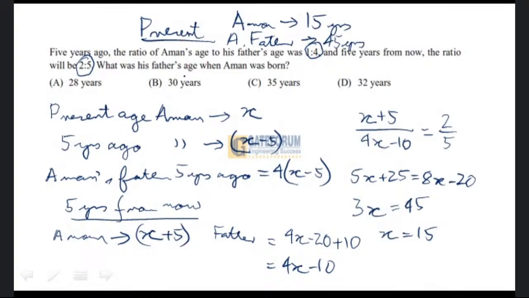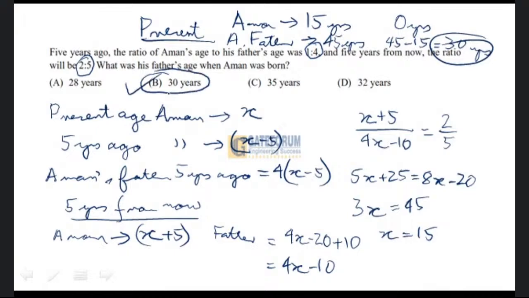So they have asked what was his father's age when Aman was born. When Aman was born, Aman's age was 0 years. So his father's age would have been 45 minus 15, that is 30 years. So you can say that option number B is the correct option.